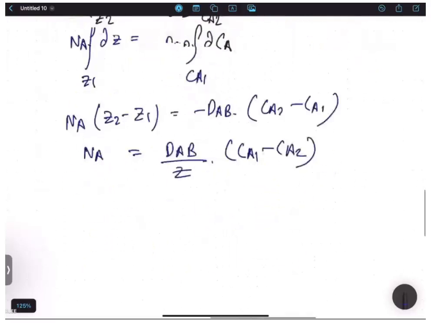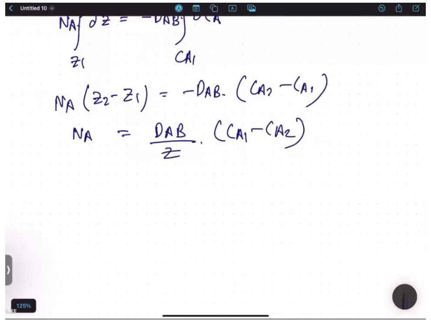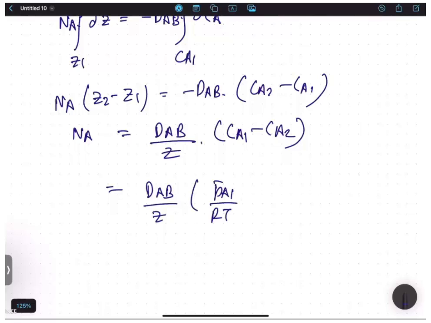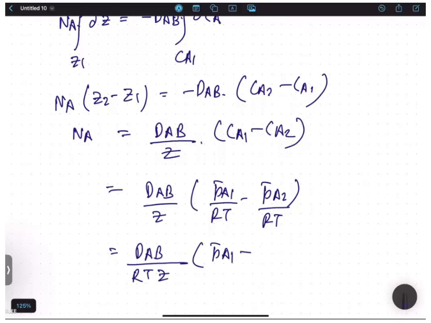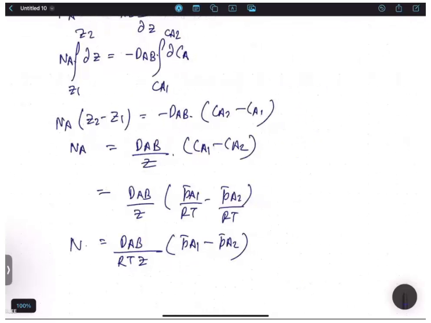If you want to convert this into partial pressure, then you can do it. Your Ca1 will be PA bar 1 by RT and your Ca2 will be PA bar 2 by RT. Just take RT common. So you will be getting DAB by RTZ into PA bar 1 minus PA bar 2. This will also be one formula for your Na.